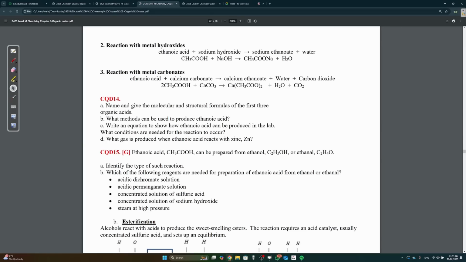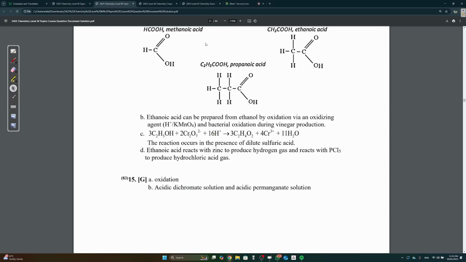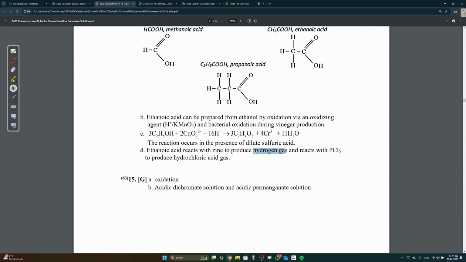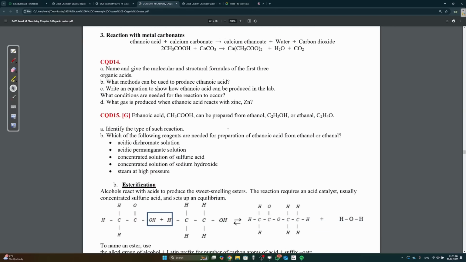What gas is produced when ethanoic acid reacts with zinc? When you react an acid with a metal, what gas do you get? Of course hydrogen. Okay, hydrogen gas. That's the answer. I don't know where they got PCl5 from.